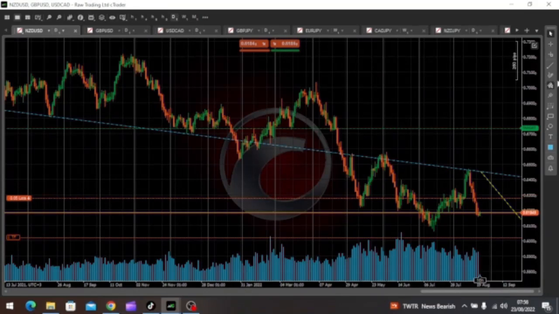Should we have a retracement, it's an opportunity for us to add additional trades to the downside. But I'll keep you posted as we go on. So the target for this week is 0.60256.